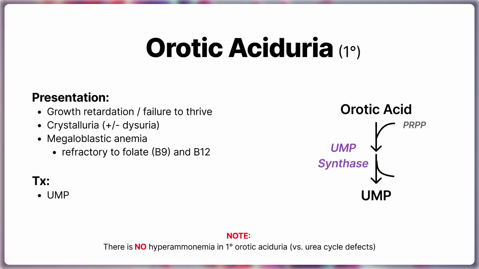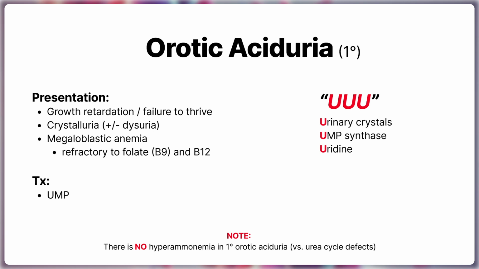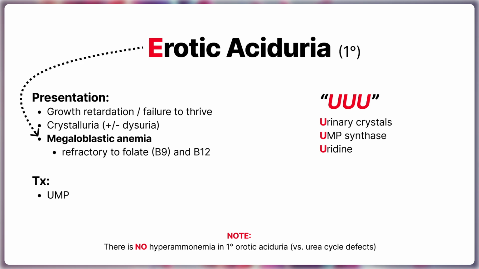UMP synthase. An easy way to remember many of the features listed here is to just think of U, standing for urinary orotic acid crystals, UMP synthase as the defective enzyme, and finally, uridine, or UMP, for the treatment. To remember the highest yield finding of this disease, megaloblastic anemia, just say erotic aciduria instead of orotic aciduria. This connection lies in the imagery. Just as erotic tissue swells up, so do the megaloblastic red blood cells in erotic aciduria.